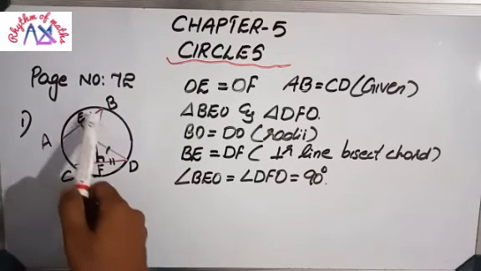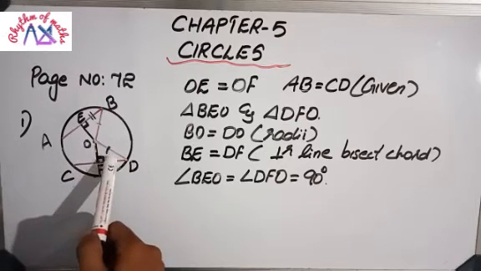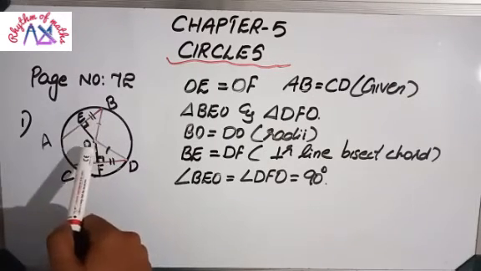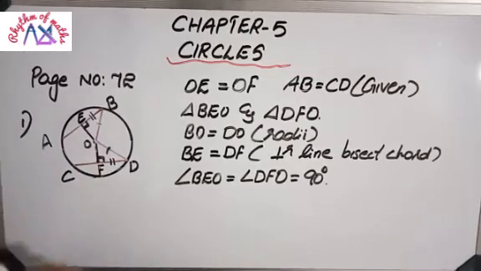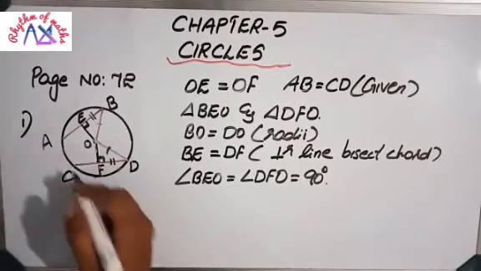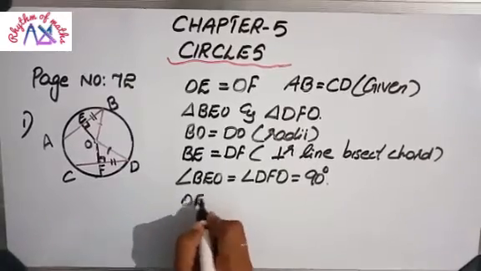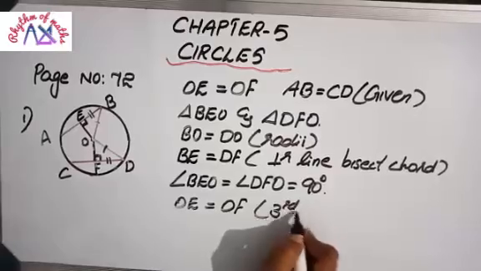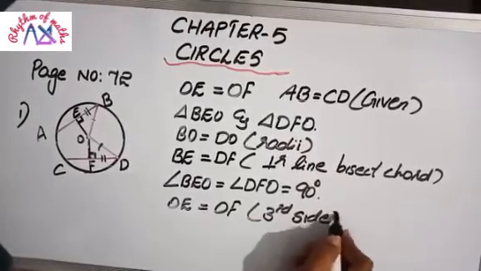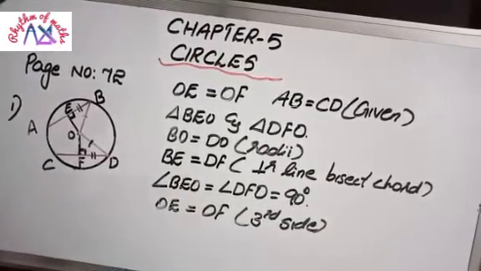Right triangle means two sides equal. For these two right triangles, two sides are equal, so obviously the third side will also be equal. Which is the third side? The third side is OE equal to OF. This is the third side of this right triangle.